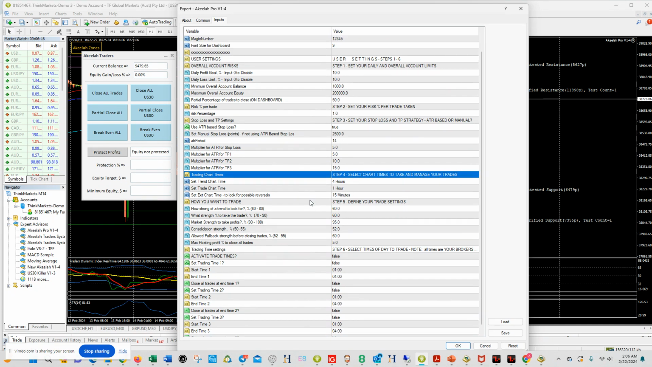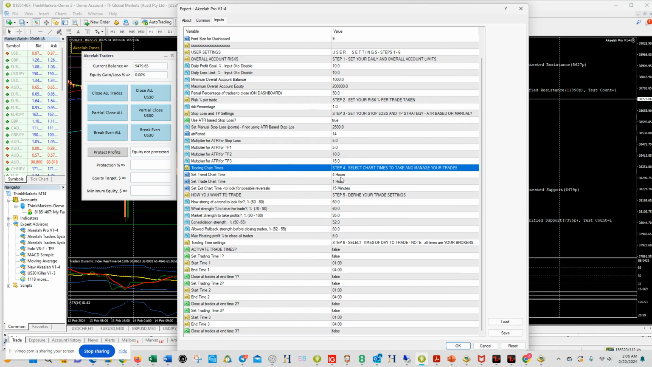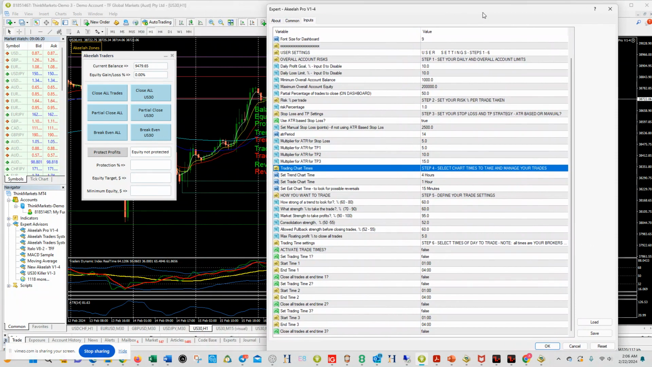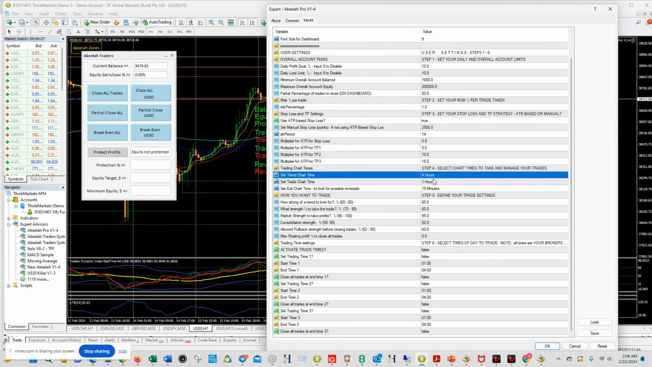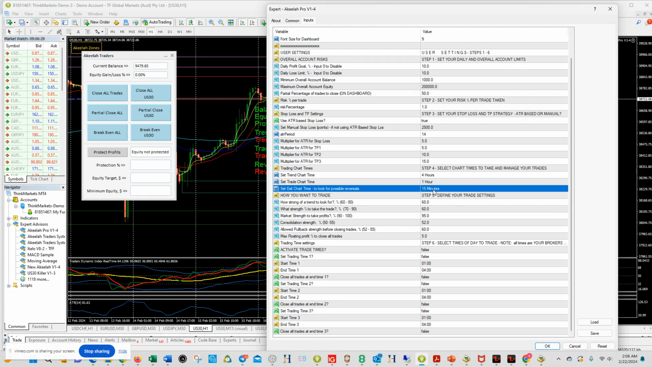What chart times do we want to use? I've already spoken about how we can monitor over those 3 different ones. So let's say I want my trend on the 4 hour, my trade on the 1 hour, exit on the 15 minute. I define those. Again, they can all be the same, or you can make them different. It just depends on your particular pair that you're trading or your knowledge of that particular pair.